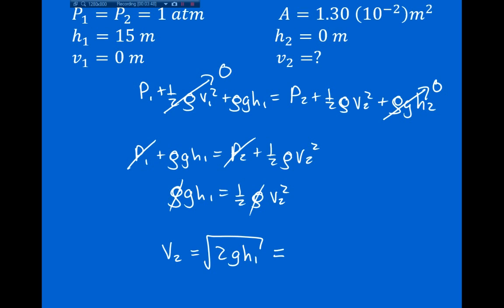And if you plug this number into a calculator, you see that this is going to be equal to 17.1 meters per second. Now, one thing I want to point out about this equation: this is actually the same equation you get if you calculate the speed that an object would be moving after it falls a distance h.